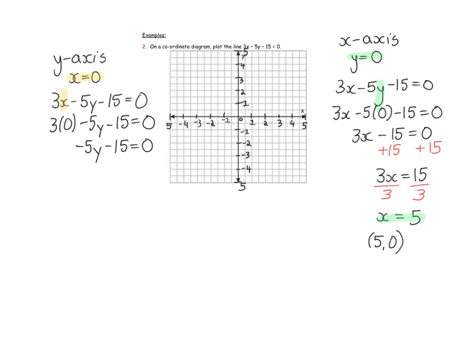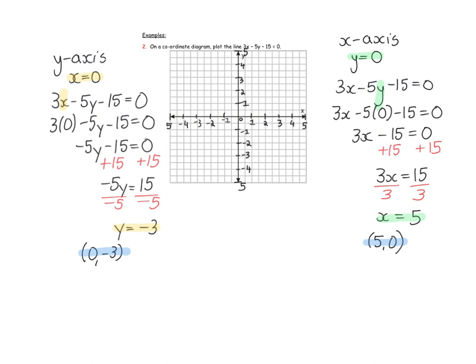Then we can plus 15 to both sides. We're going to be left with minus 5y is equal to 15. Then we can divide both sides by minus 5. And we're going to be left with y is equal to minus 3. Looking then at what we have, well, we have that x is equal to 0 and y is equal to minus 3. So the point we're going to get then is 0, minus 3. We now have 2 points, 0, minus 3 and 5, 0.